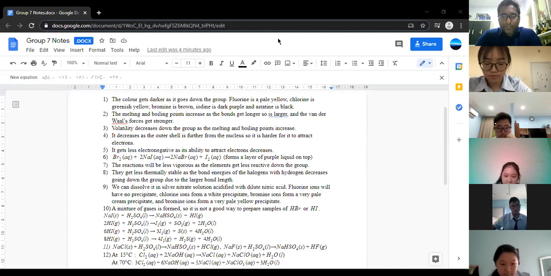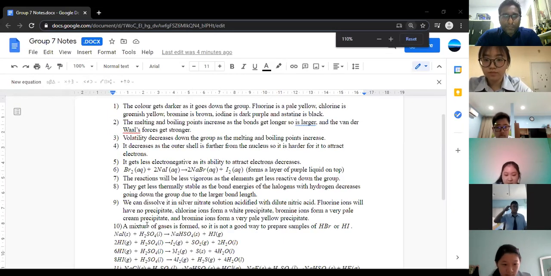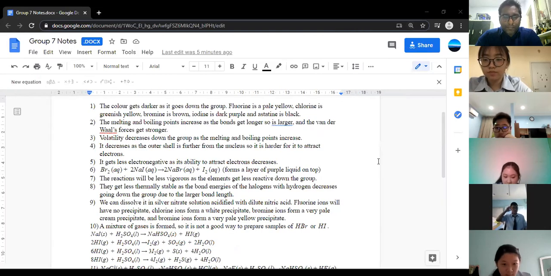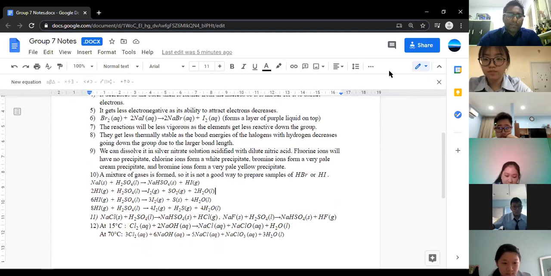Concentrated sulfuric acid cannot be used to prepare hydrogen bromide and hydrogen iodide, and a mixture of gases will be formed. Like sodium iodide with sulfuric acid will produce sodium bisulfate and hydrogen iodide. Hydrogen iodide and sulfuric acid will produce iodine, sulfur dioxide, and water. Hydrogen iodide with sulfuric acid will produce iodine, sulfur, and water. And hydrogen iodide and sulfuric acid will produce iodine, hydrogen sulfide, and water.